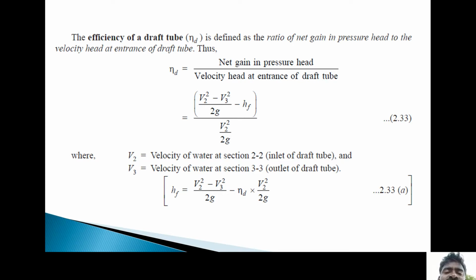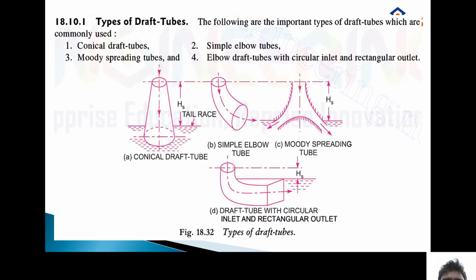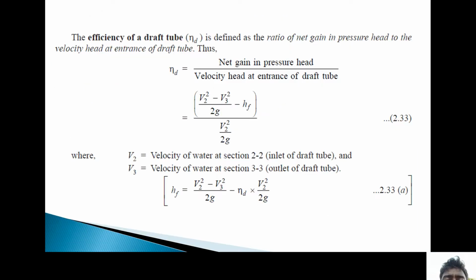Therefore, HF equals (V2 square minus V3 square) by 2g minus efficiency of draft tube into V2 square by 2g. This is the equation of HF and the efficiency equation of the draft tube. Efficiency means (V2 square minus V3 square) by 2g minus HF, divided by V2 square by 2g. In this equation, HF equals (V2 square minus V3 square) by 2g minus efficiency of draft tube into V2 square by 2g. This equation is written for HF.